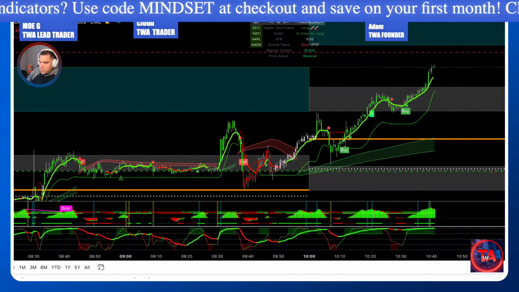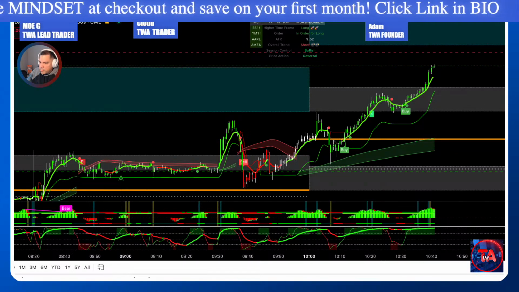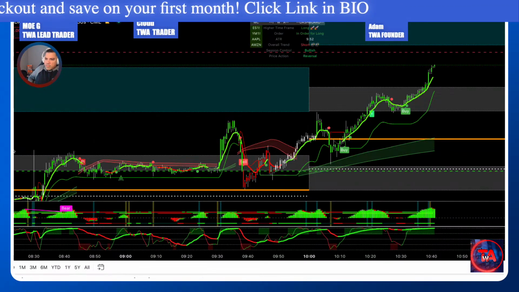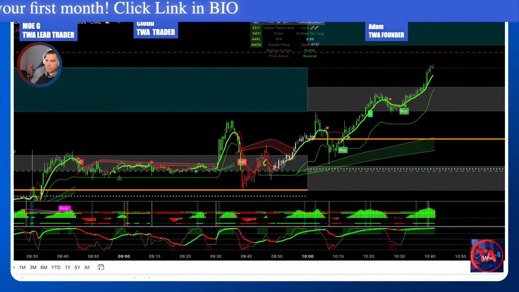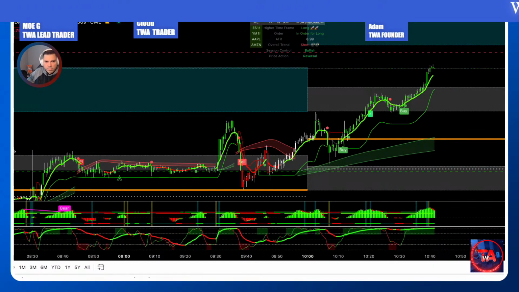And when the dashboard is lined up the way it is, if you're a struggling trader or a brand new trader looking to build confidence, just wait until they match up and take your trades then.